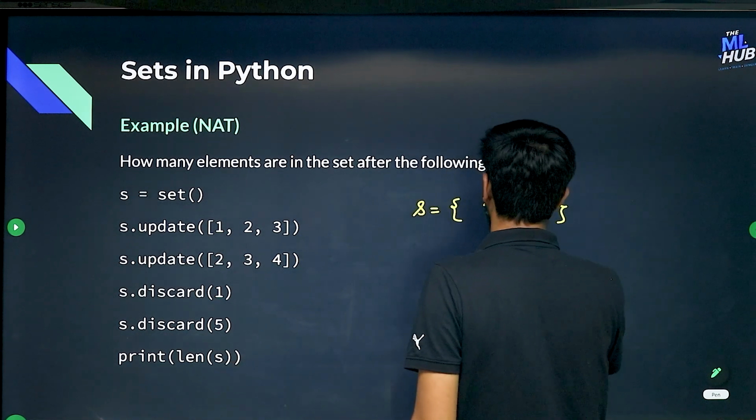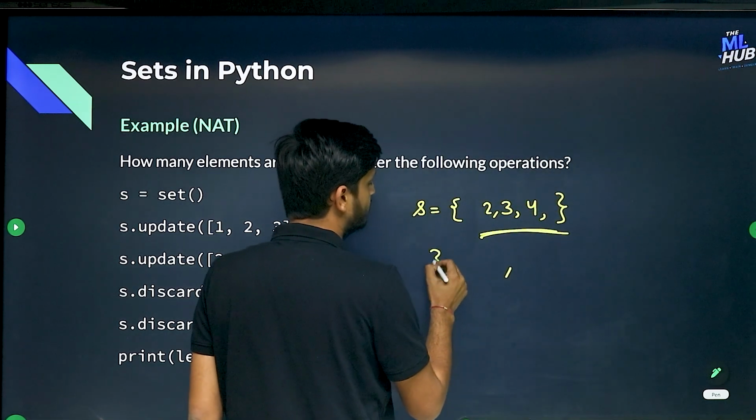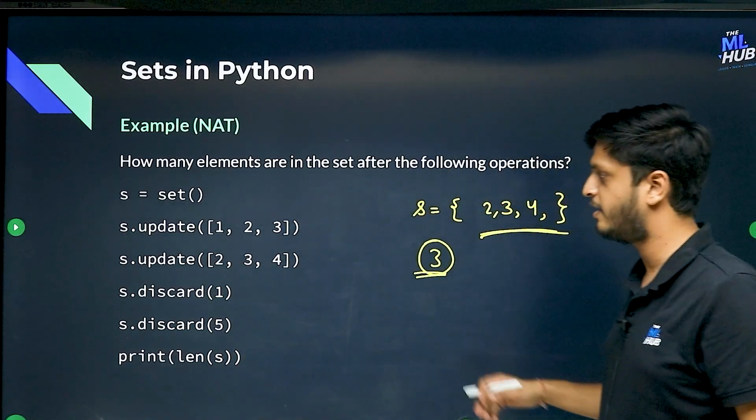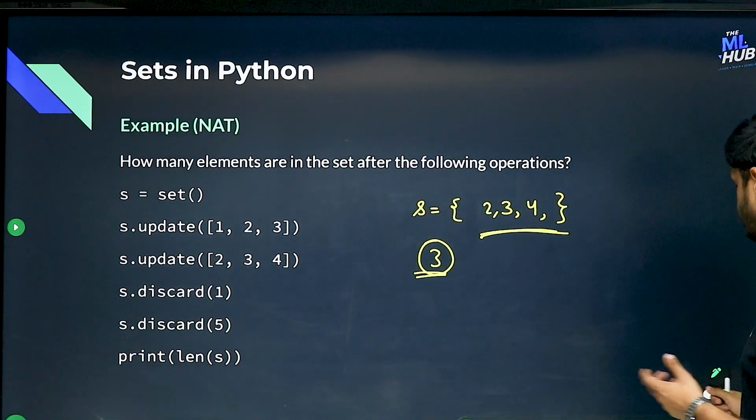Print the length of S. How many elements are there in S right now? 3 elements. 2, 3 and 4. Okay. So this is how you can work with the elements in the set. Update and discard function. 3 elements.